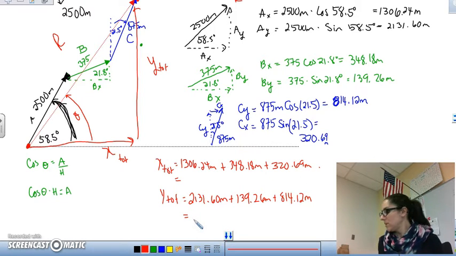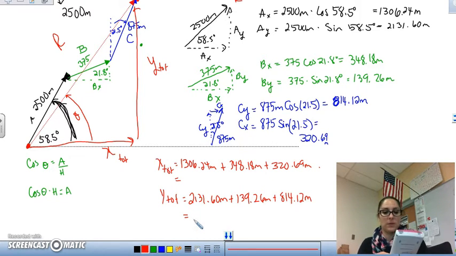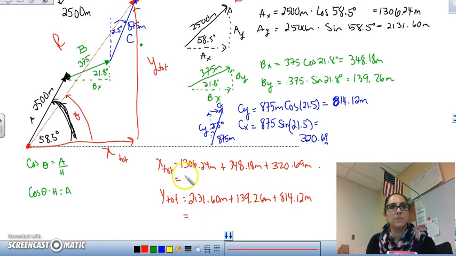So now I'm going to spend a second and calculate these out. So here we go. 1306.24 plus 348 plus 320.69. So I get a nice large number here, 1975.11 meters.